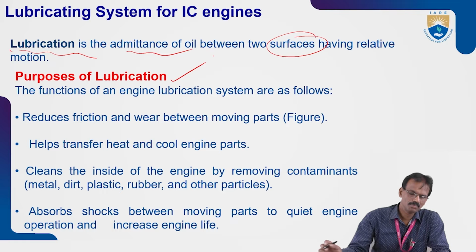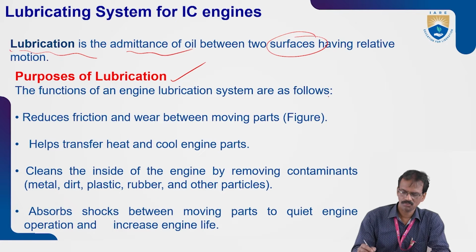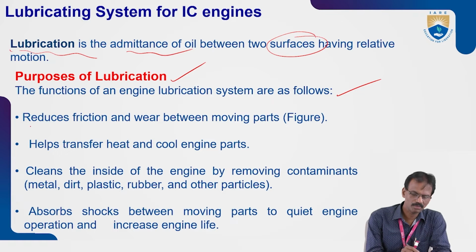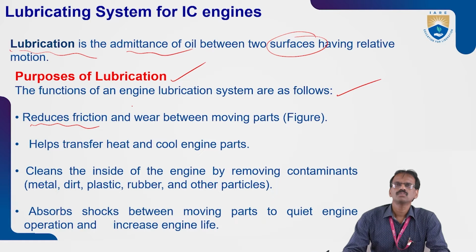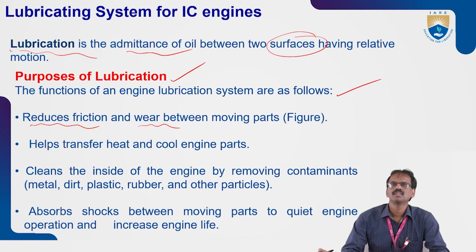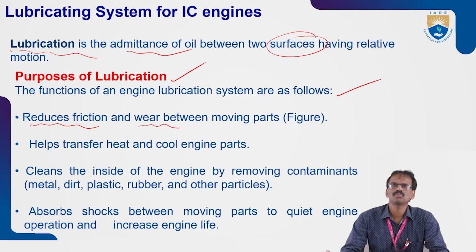Now let's see the purpose of lubrication. What is the main purpose of lubrication? The functions of an engine lubrication system are as follows. The main purpose is to reduce the friction between two mating parts, and mainly to reduce the wear rate. We know that wear rate increases due to friction between two mating parts. We can reduce that wear rate or friction by applying lubrication.